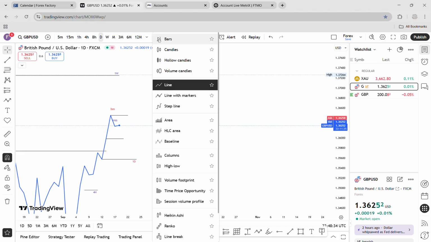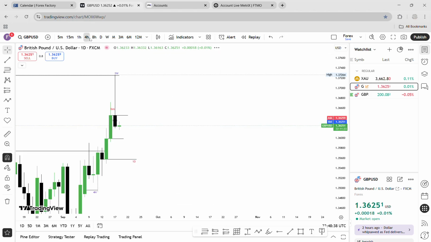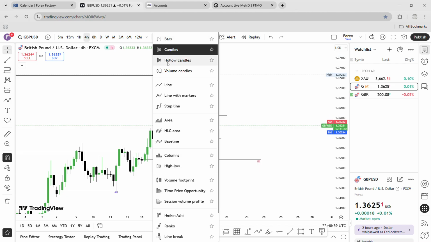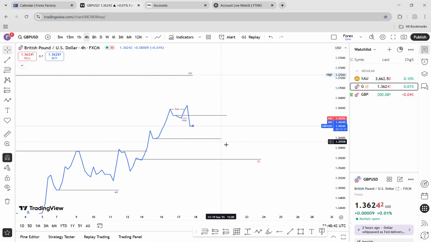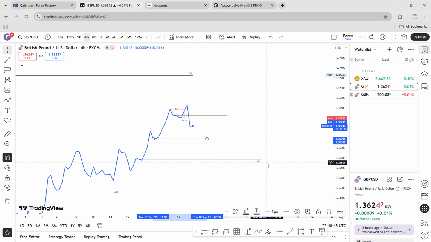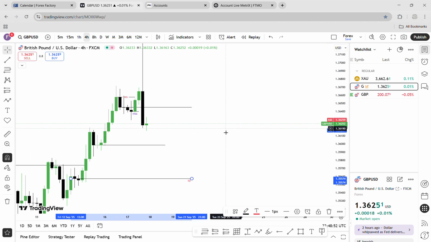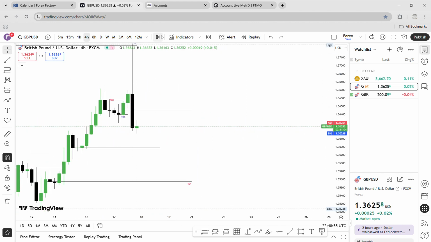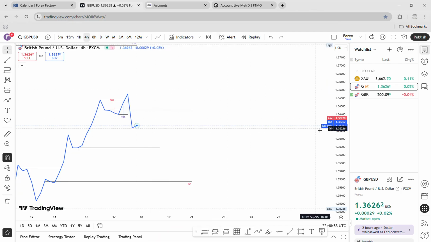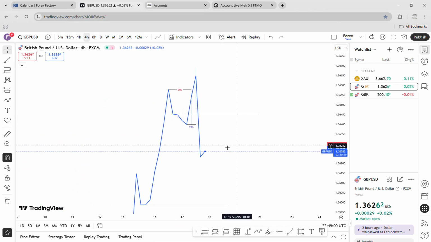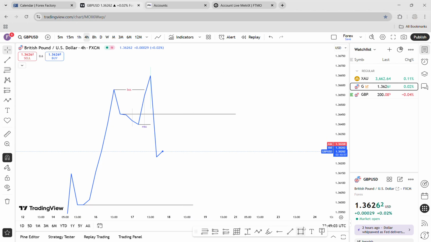So now, back to the line chart, looking at the 4-hour, the next area is here. You get me? The next area is here. Now, here is where can this market pull back to continue going down? Time, I have told you before, yes? Time, you see?